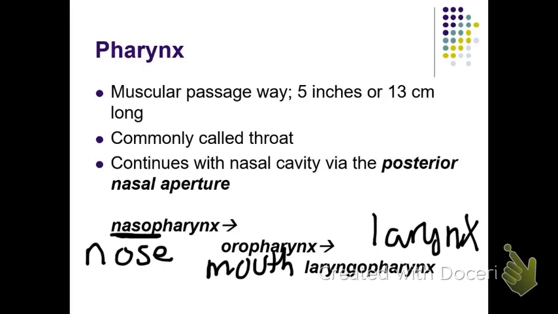We know that food travels down into the esophagus to be deposited into the rest of the digestion tract. But the food stops at the laryngopharynx to enter the esophagus, while the air is able to travel into the larynx.